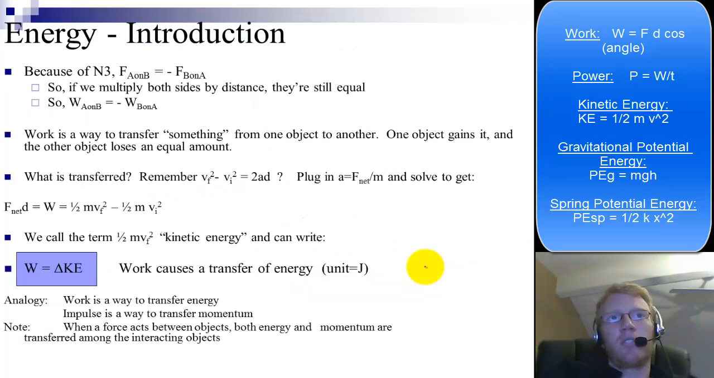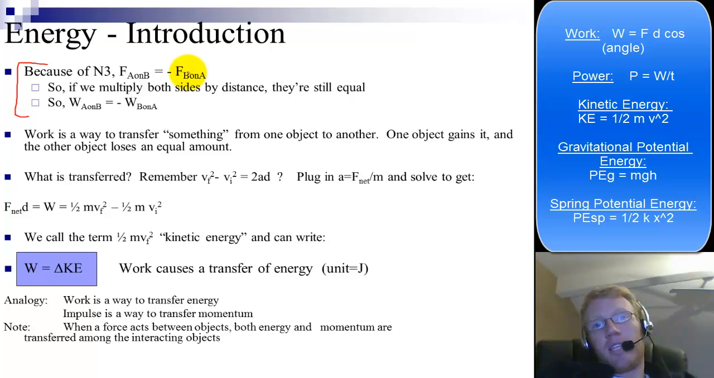Now we'll talk about how doing work on something affects a change in it. So this is a little bit of math. Don't worry too much. I'll go through it quickly. The force of A on B is equal and opposite to B on A. Same thing we said with momentum. So when you multiply both sides of that equation by distance, these two sides of the equation are still equal. Okay, so when you multiply by distance, you get the work of A on B is the negative of the work of B on A.